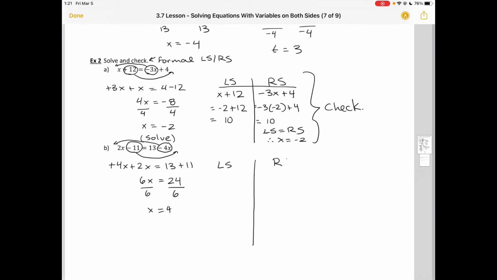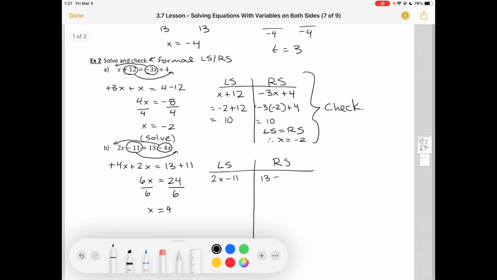Now I have the left side and the right side. My left side of the original equation is 2x minus 11. My right-hand side is 13 minus 4x. Always make sure you're copying the equation down correctly.